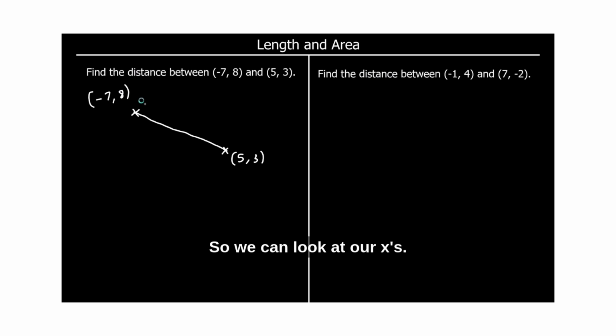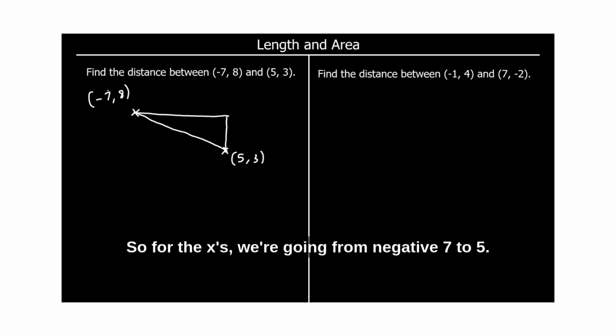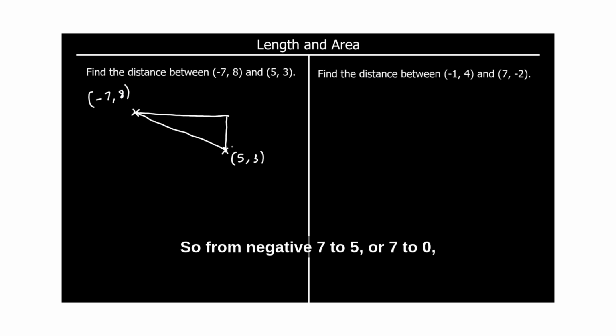So we can look at our x's. How far do we go along the x's, and how far do we go on the y's? For the x's, we're going from -7 to 5. So from -7 to 0 is 7, and then 5, that's a distance of 12. And on the y's, we've gone from 8 to 3. That's a distance of 5.